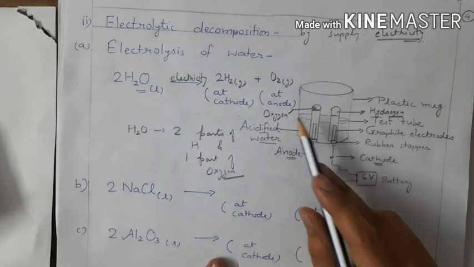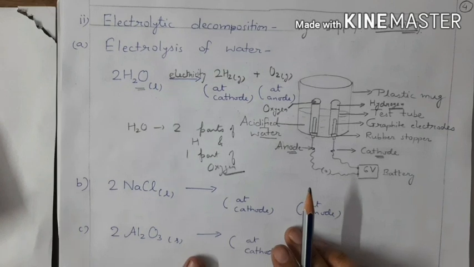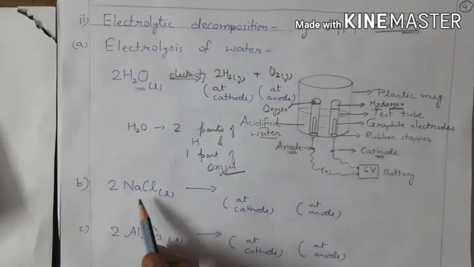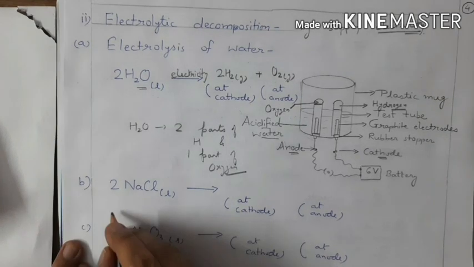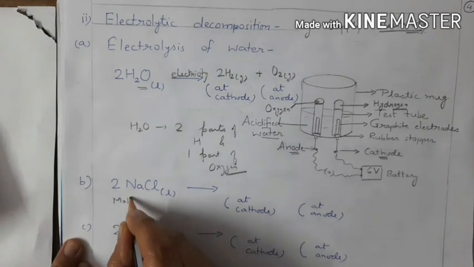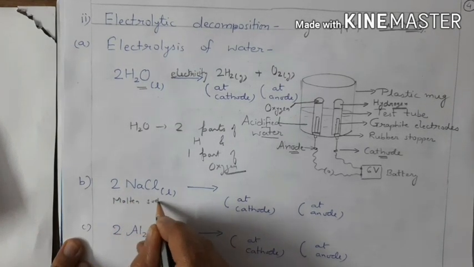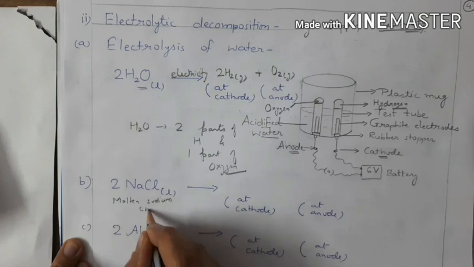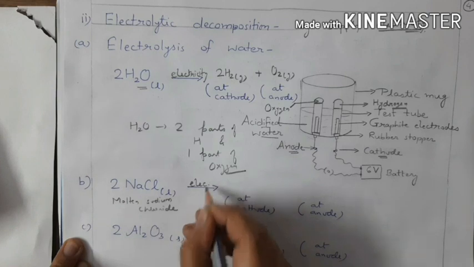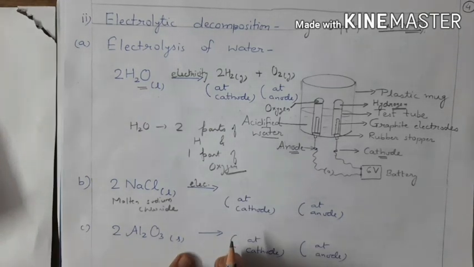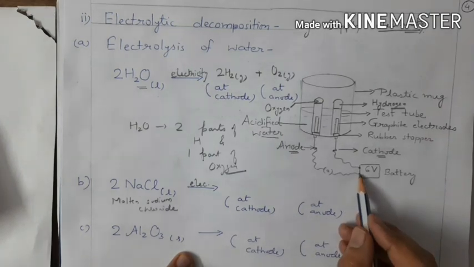Now, one more example of electrolytic decomposition. Sodium chloride. It is taken in its molten form. Molten sodium chloride, and we allow the electric current. Again, we have a similar arrangement. We have the electrodes dipped into it, an arrangement for passing electric current and so on.